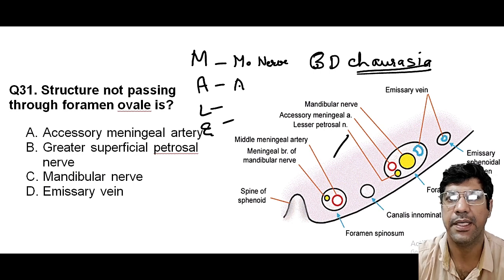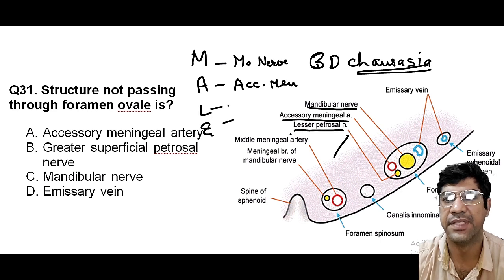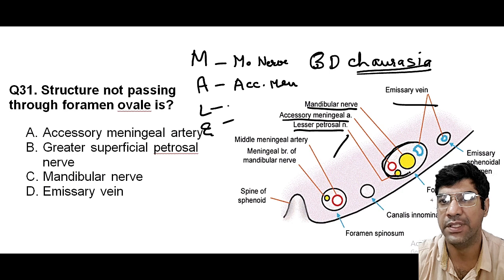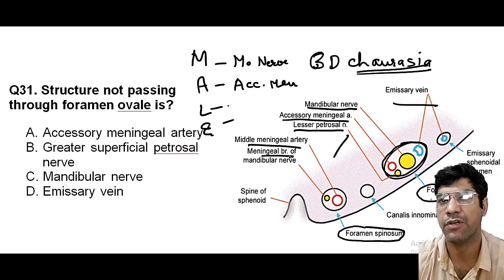accessory meningeal artery, L stands for lesser petrosal nerve, and E represents the emissary veins. So these are the structures that pass through the foramen ovale. Apart from that, you can see the structures that pass through the foramen spinosum. They are the middle meningeal artery and the meningeal branch of the mandibular nerve.